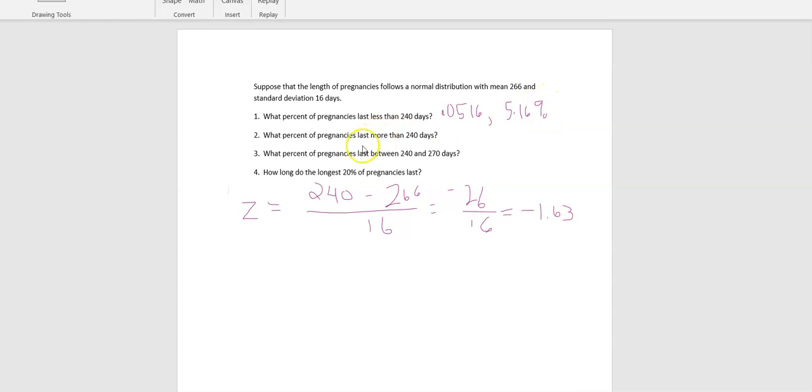All right, now what percent lasts more than 240 days? Now remember, if it's more than, the table will not give us the answer. It will give us this 0.0516, but for more than, we have to subtract that from 1. And if we subtract 0.0516 from 1, we get 0.9484. And that's the actual answer we want for number 2. However, we want it as a percent, so that's 94.84%.